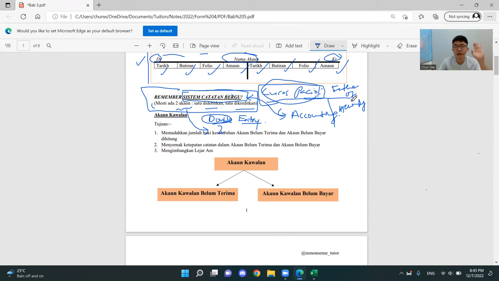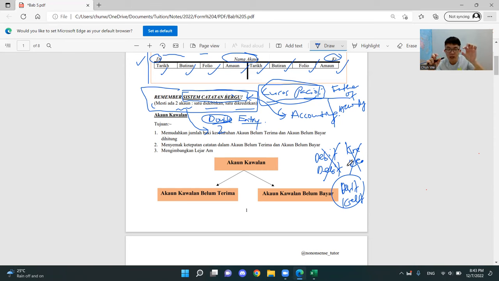That's why I say we can never go debit and debit. Salah. We can never go credit and credit. Cannot. We can only go with debit and credit. That's why when we do the journal, what do you see? Always have one amount on the debit side, another amount on the credit side. This is how we do it, because we always obey the double entry system. We always follow this rule.